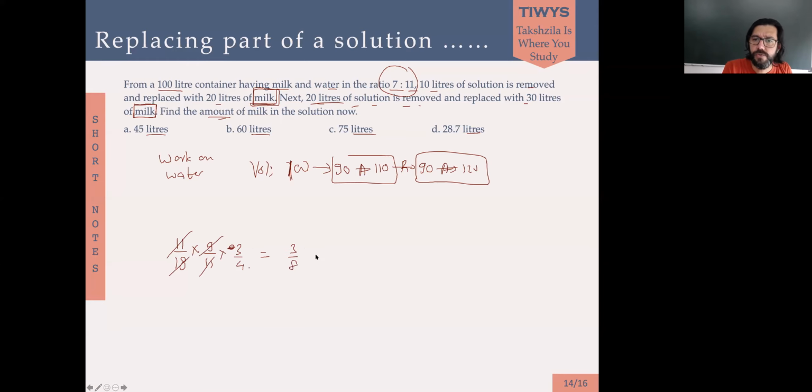Now, what do you do with this 3 by 8? This is a little tricky. This is water to total. Remember, you were working on water, and from water to total, go to milk to total. Don't find water, go to proportion only. Milk to total. And how do you get into liters?